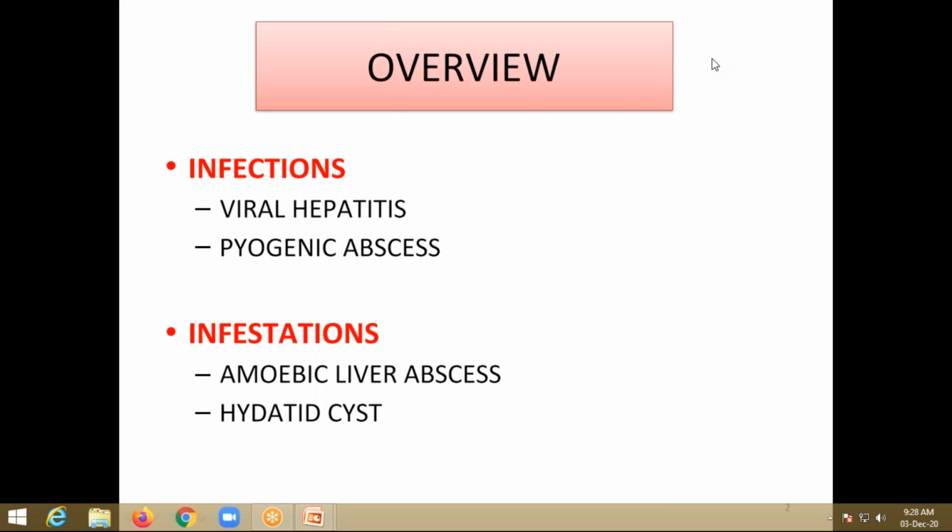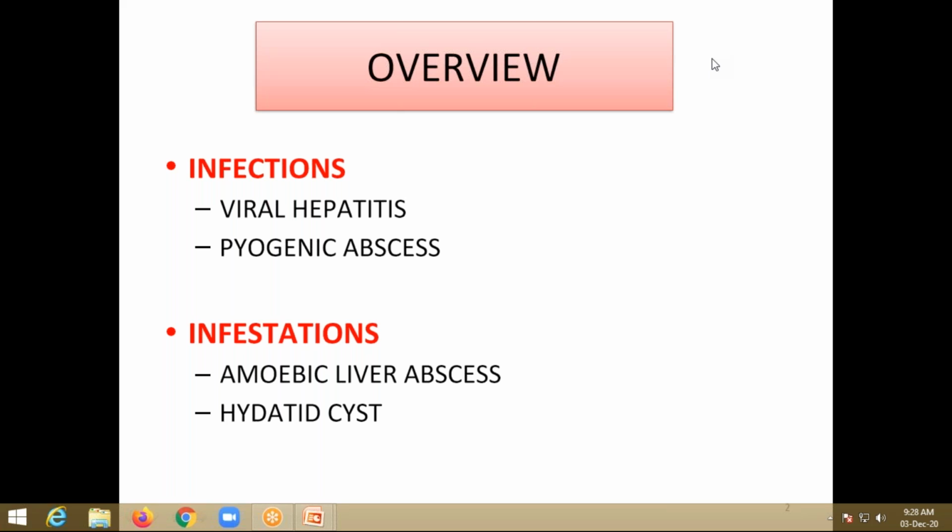So infections are again broadly classified. They can be viral infections, bacterial infections, fungal infections, or parasitic infections. When it is a parasitic one, we call it an infestation, while when it is bacterial or viral, we call it an infection. So that is broadly how they are classified.